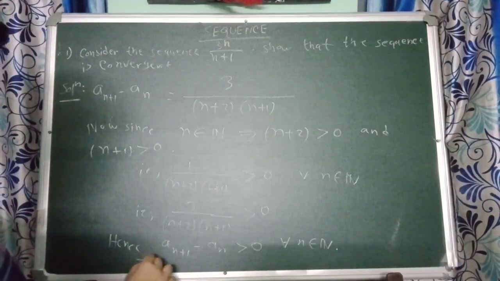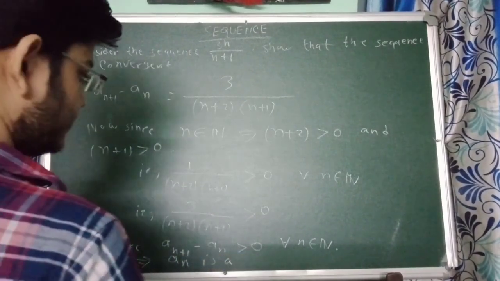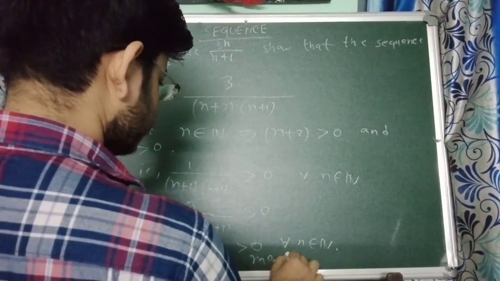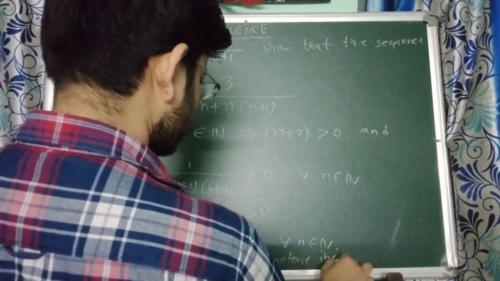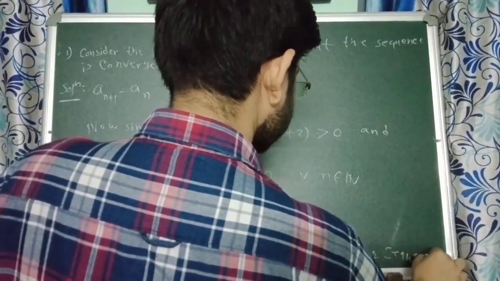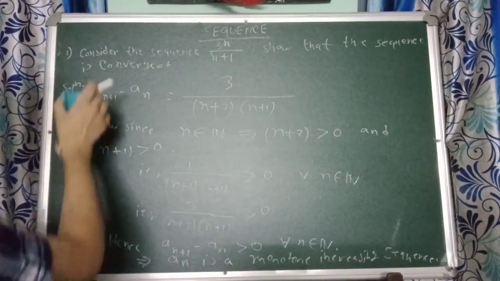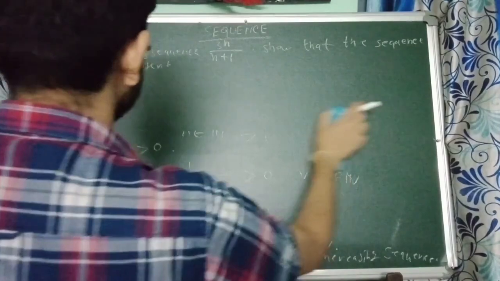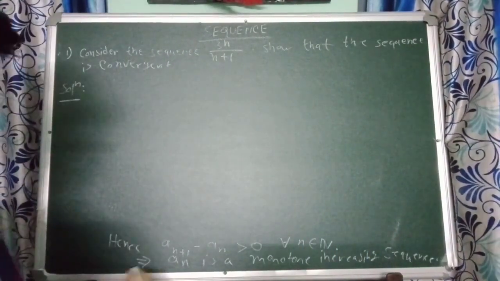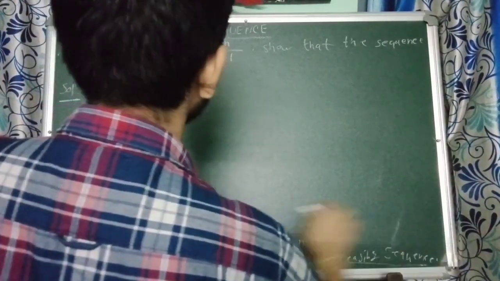This shows that a_n is a monotone increasing sequence. This is the number one part: a_n is a monotone increasing sequence.